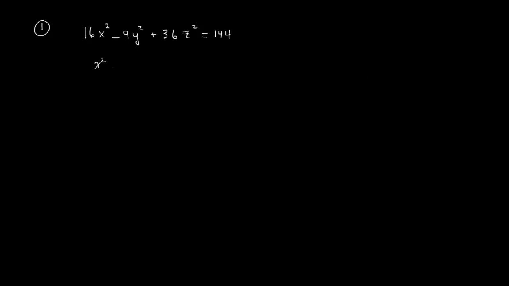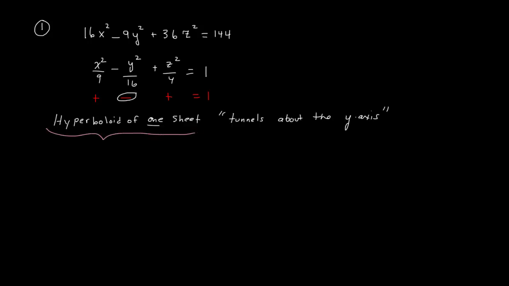If I just reconfigure this, I'm going to get x squared over 9 minus y squared over 16 plus z squared over 4 equals 1, so that we have our equals 1 format. Here we have positive, negative, positive equals 1. So you should be able to look at this and decide what is the shape. So what is the shape? This is a hyperboloid of one sheet, and it is tunneling around the odd one out. It's tunneling around the y. This here is the identify part, and this here is the describe part. And now we just have to sketch it.